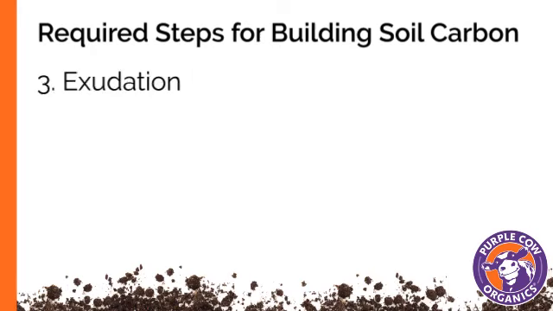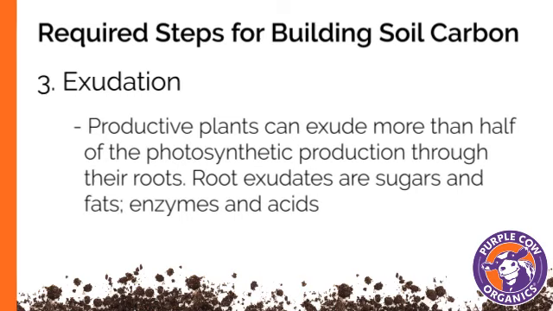Third is exudation, and this is root exudates. Productive plants can exude up to 50, 60% of their photosynthetic energy through their roots. Root exudates are sugars, fats, enzymes, and amino acids. So the energy from photosynthesis is sent into the soil.